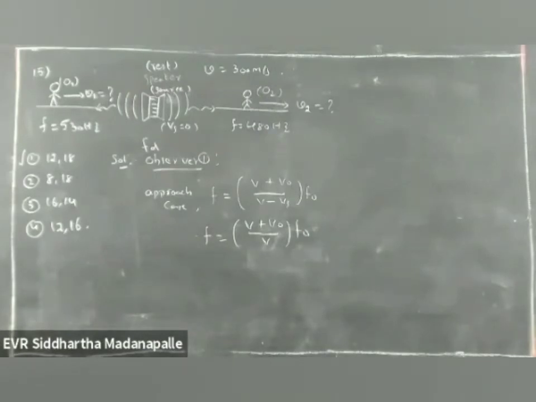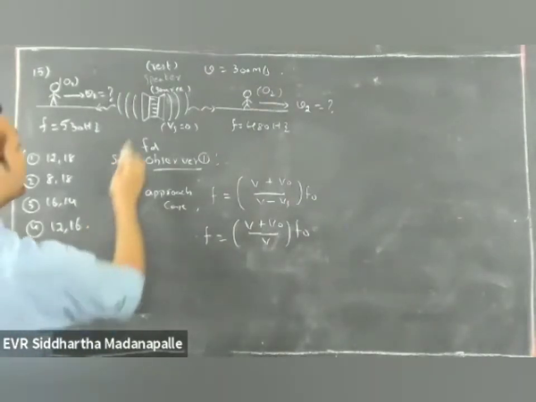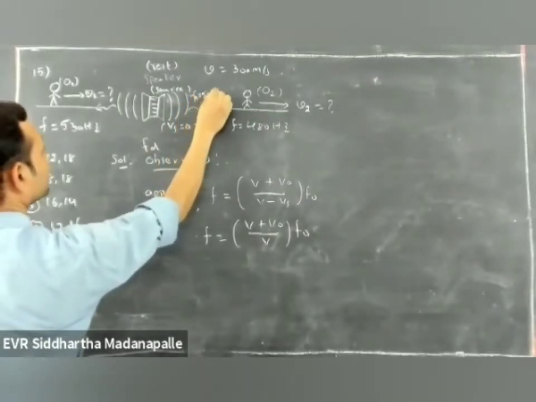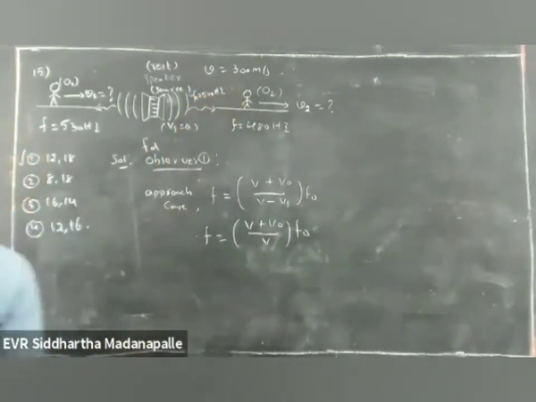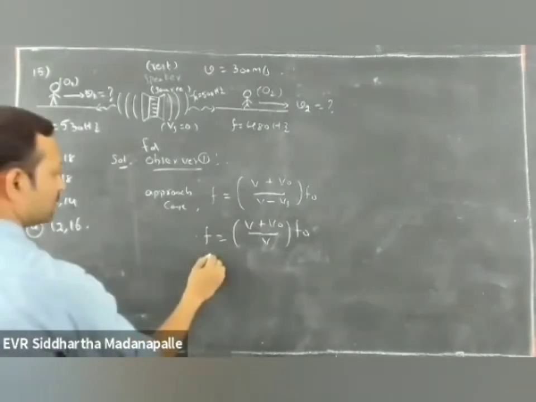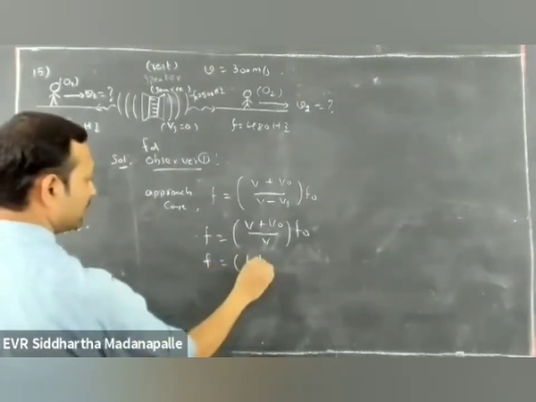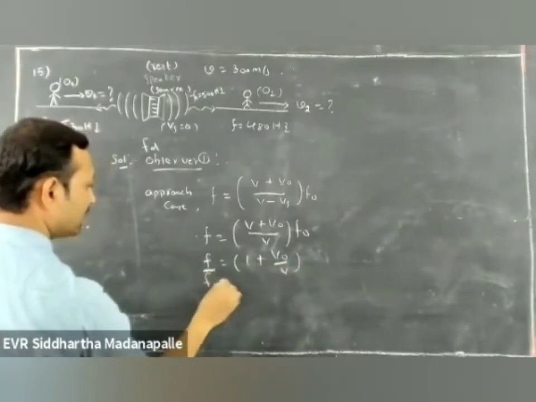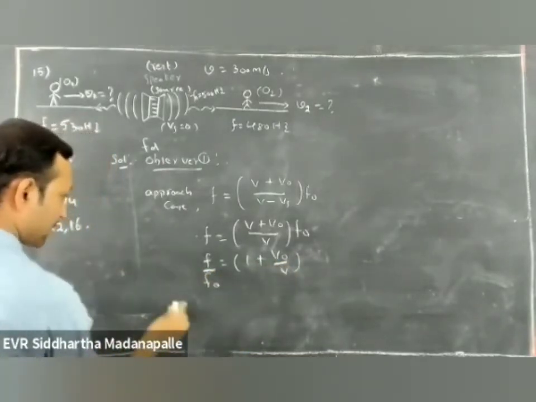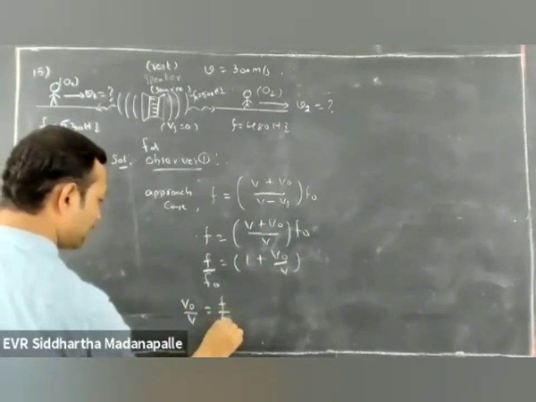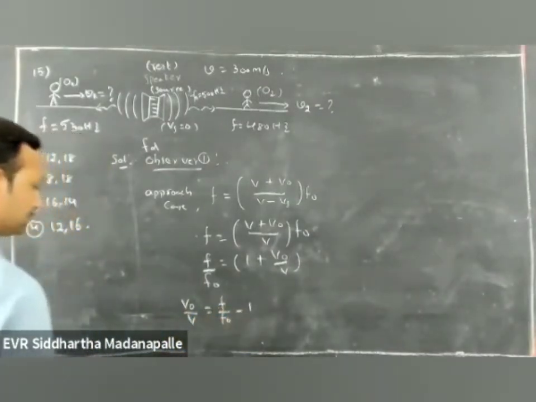The stationary source emits sound waves of 500 Hz. Frequency F naught is equal to 500. So here F is equal to 1 plus V naught by V multiplied by F naught. Therefore V naught by V is equal to F by F naught minus 1.